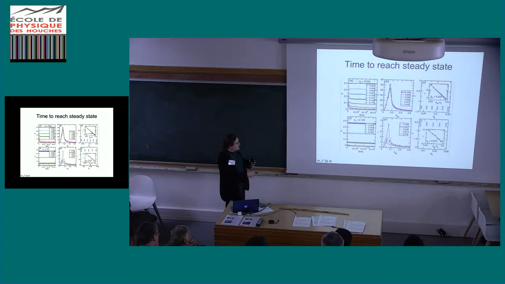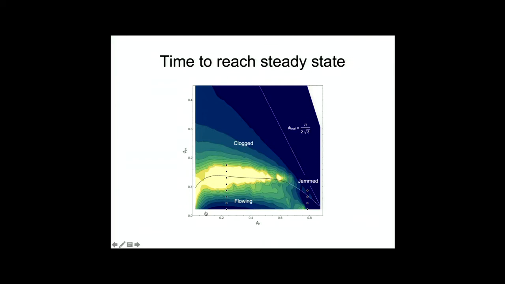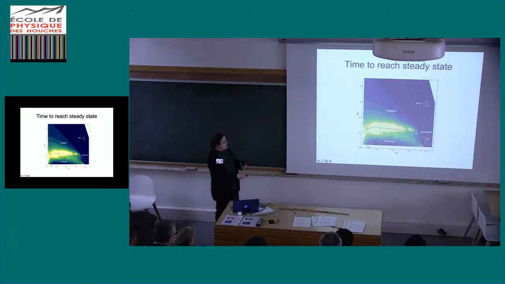Well, it's hard to get an exponent. There's not much of a divergence here, but it's quite distinct. And so if you look at that time scale, what you see is that you have very short times associated with the flowing to jam transition, and these extremely long time scales associated with the flowing to clog transition.